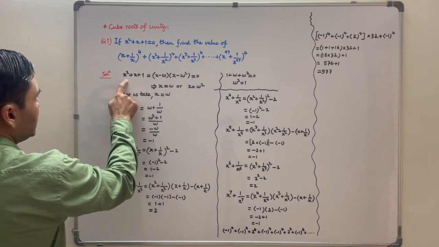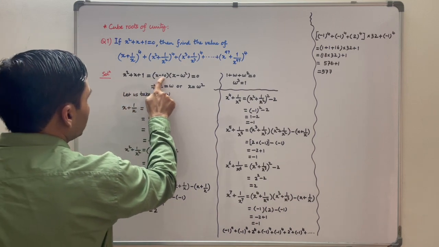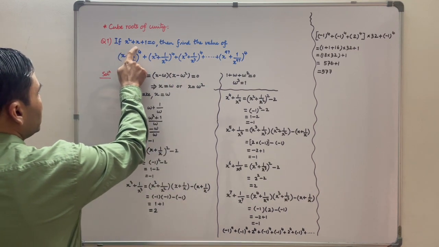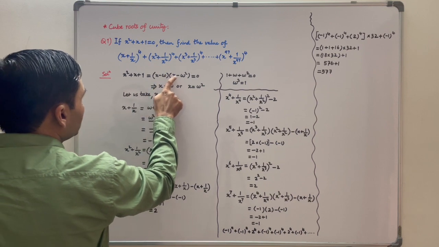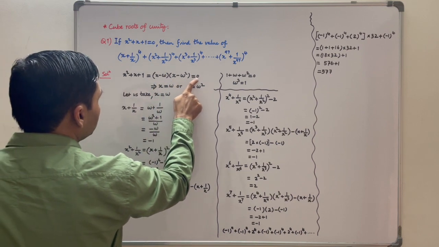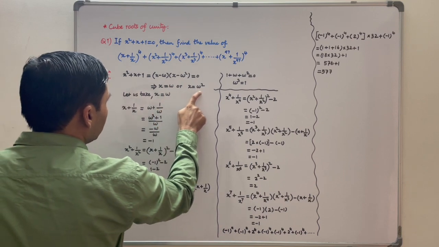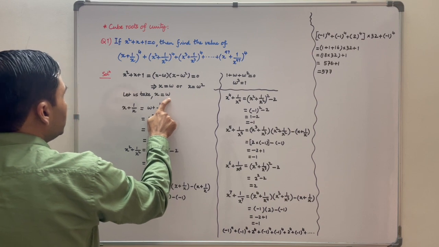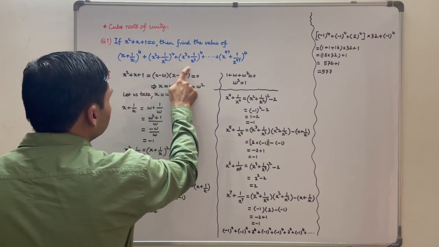We will use this identity: x square plus x plus 1 is equal to (x minus omega) into (x minus omega square). It is given that x square plus x plus 1 is equal to 0. That means (x minus omega) into (x minus omega square) is equal to 0. So x is equal to omega or omega square. Let us take x is equal to omega. Next, we will find out the value of these terms and see if there is some repeating pattern in the series.